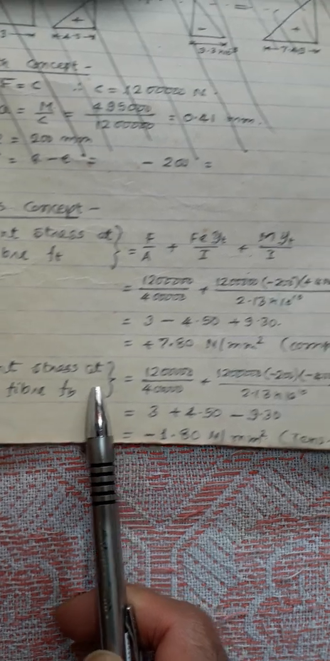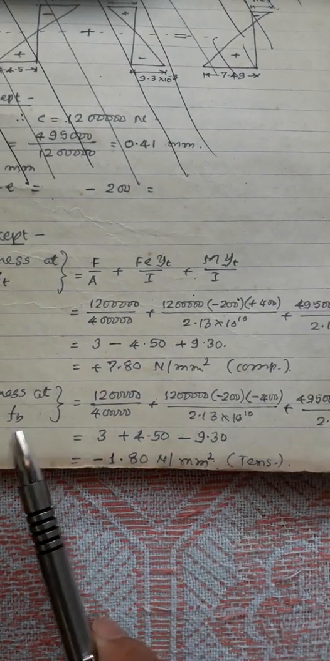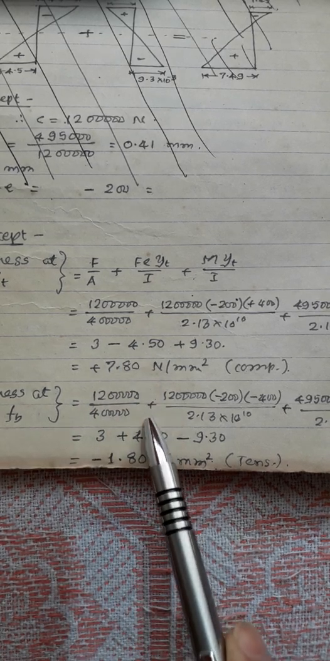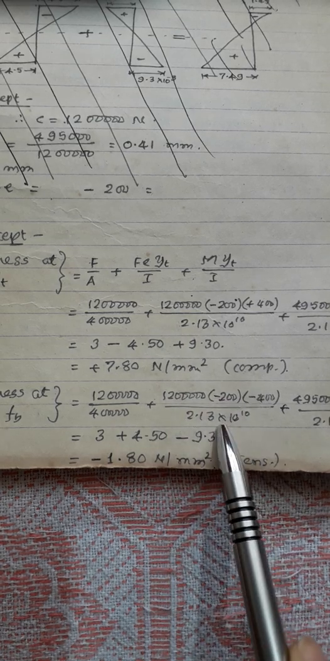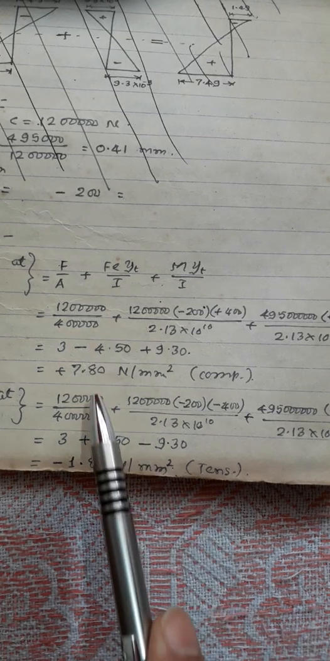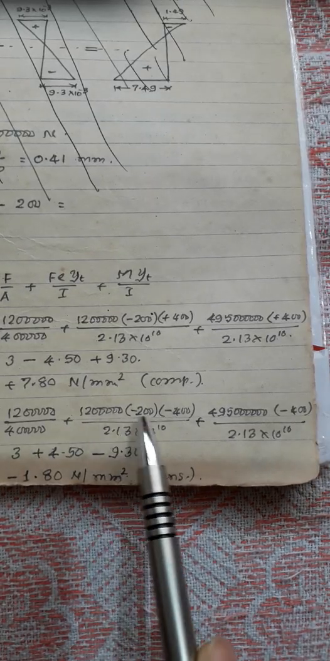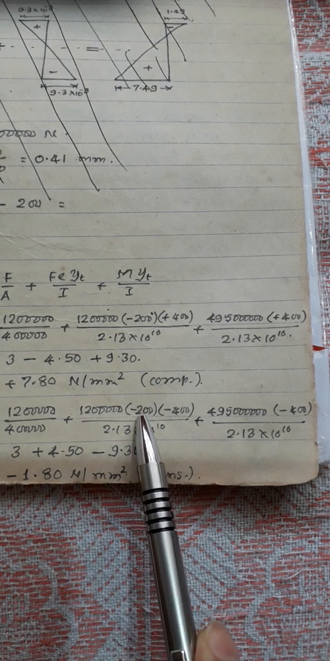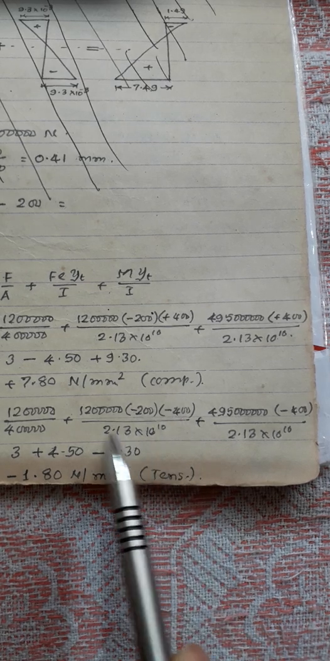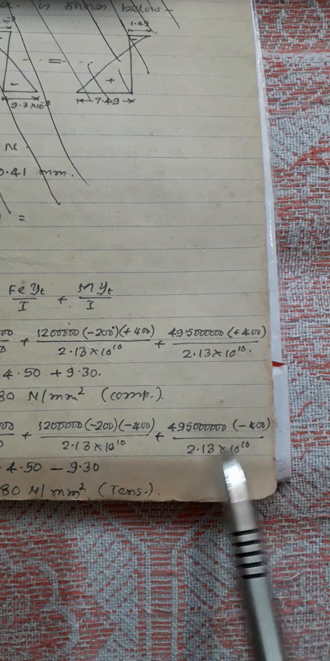fiber, FB. If I want to write the formula for FB, it is F by A plus or minus FEYB by I plus or minus MYB by I. Am I right? So the F value I have written, the A value I have written, F is F, again E is minus 200 mm only, and now YB is minus 400 mm. The I value I have written, and M is here, again the YB value is now minus 400 divided by so much.